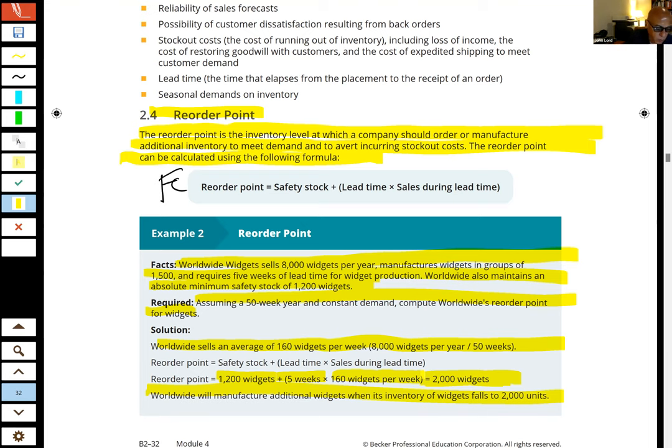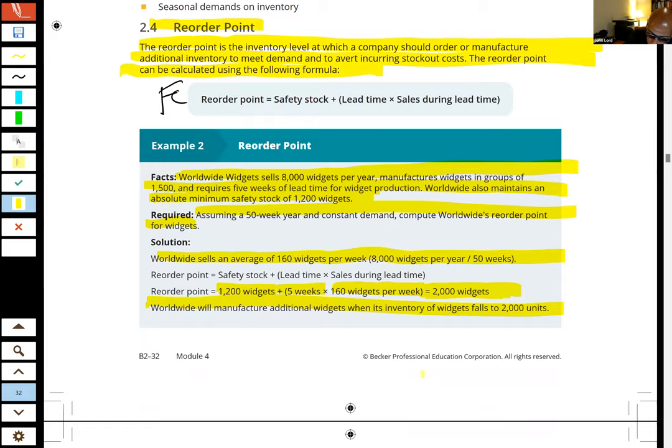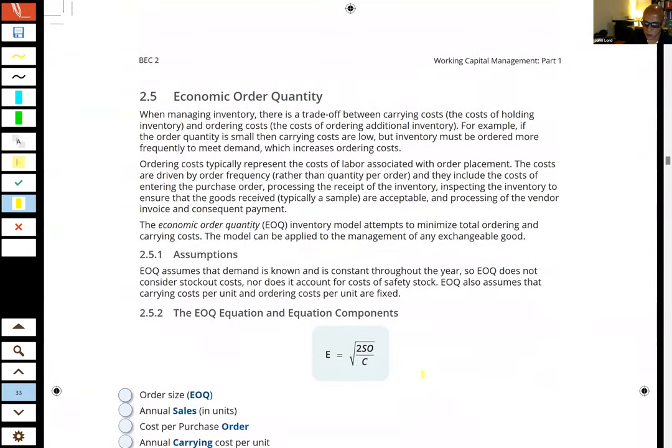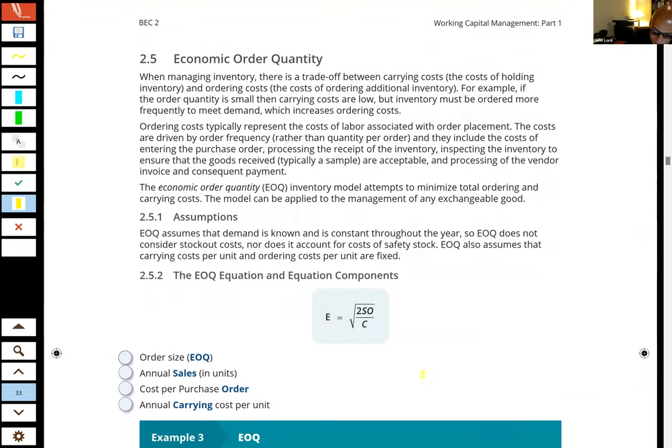Okay. Now, what you can do is you can turn that same sort of consideration, and you can actually use calculus to figure out what the most optimal time is to order inventory. What you would do is minimize a formula here for that whole reorder point, and you would do some calculus on that to create this formula down here.